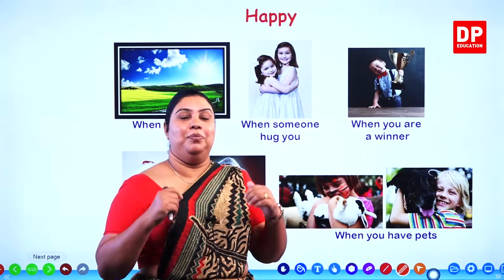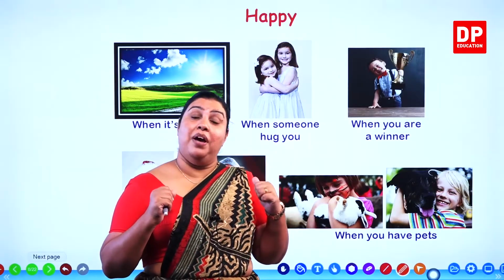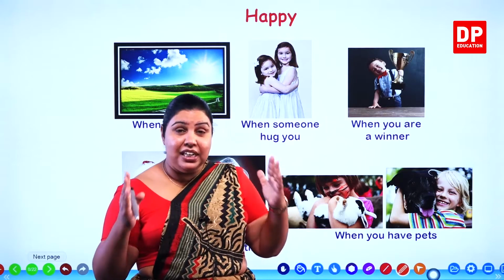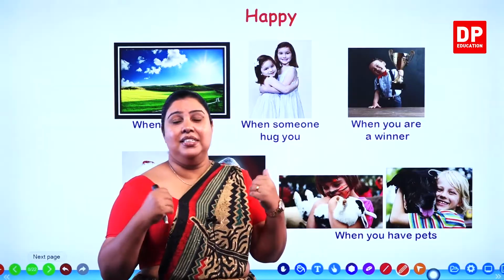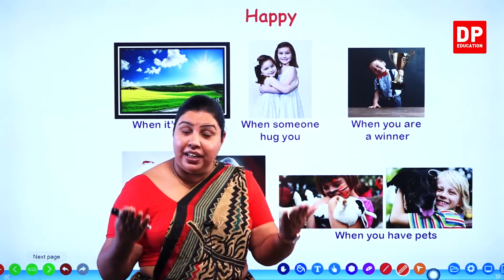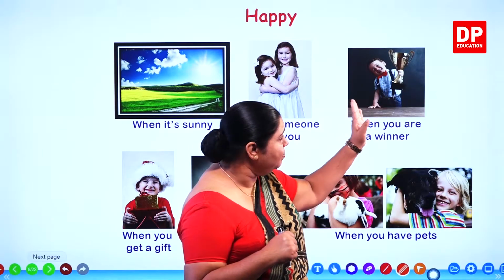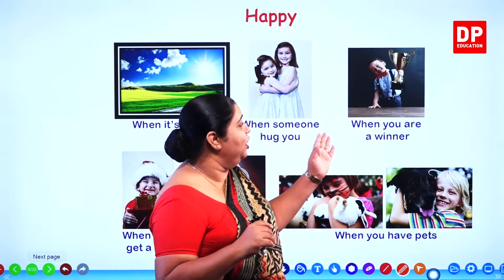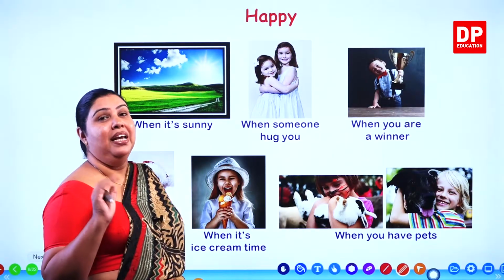When you have good marks in your report, you will feel happy. And especially when you are a winner, when you win a race, when you win a contest, anything that you win, you will always feel happy. And your parents will also feel happy for you. So can you see? This is one picture that is going to show you how happy you will be when you are a winner. So that is one of the times that we can be happy.